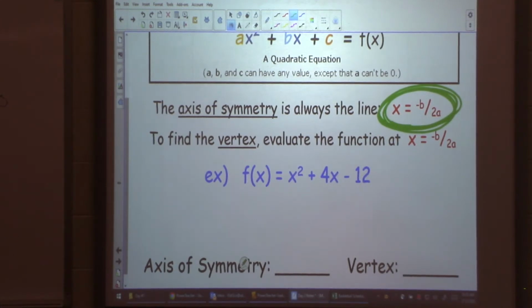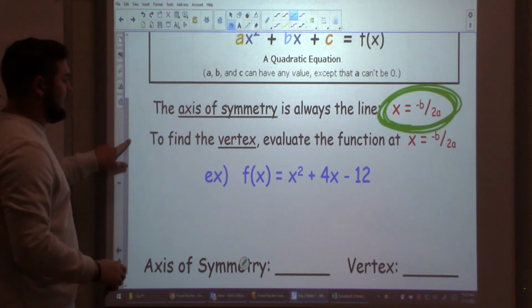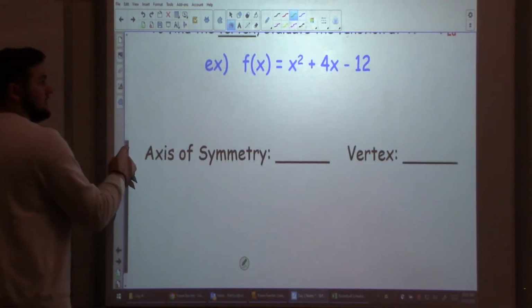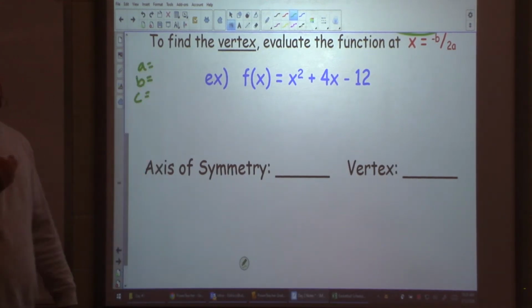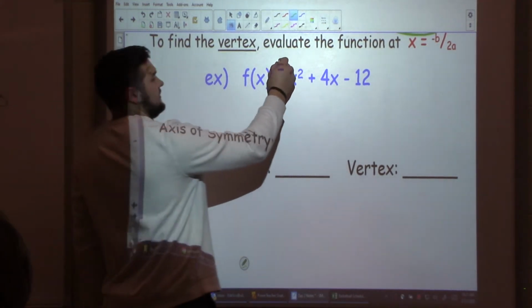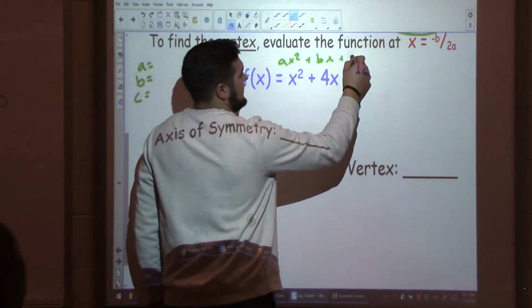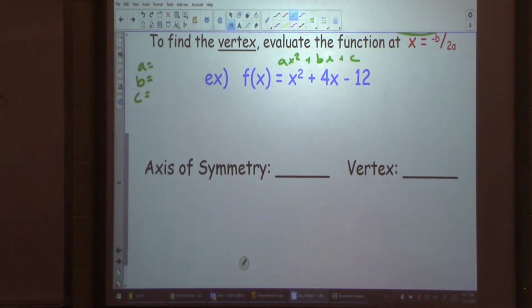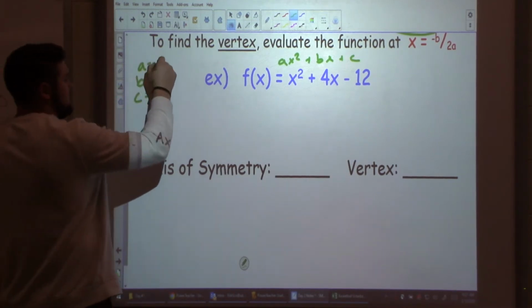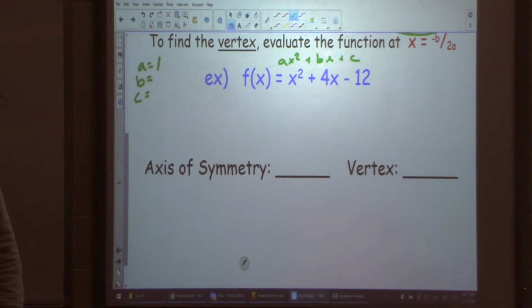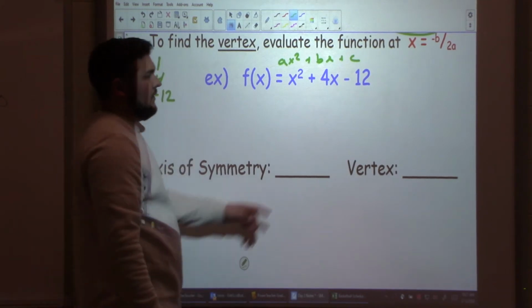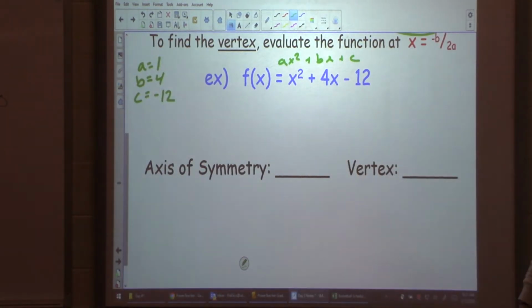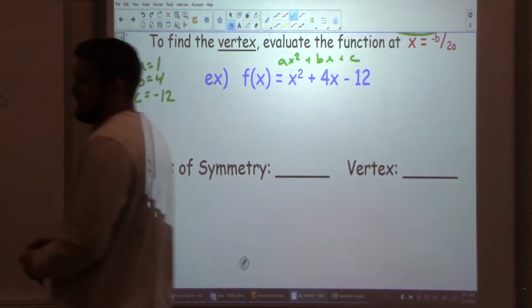Let's try it. f of x equals x squared plus 4x minus 12. Now the first one, I'm going to write out what a, b, and c equal. I will not do this most of the time. My a value, remember it's ax squared plus bx plus c. So the number in front of x squared, that's my a value. What number is out there? 1. It's imaginary, so it's just 1. Nothing out there. What's my b value? 4. What's my c value? Negative 12. So, ax squared plus bx plus c.